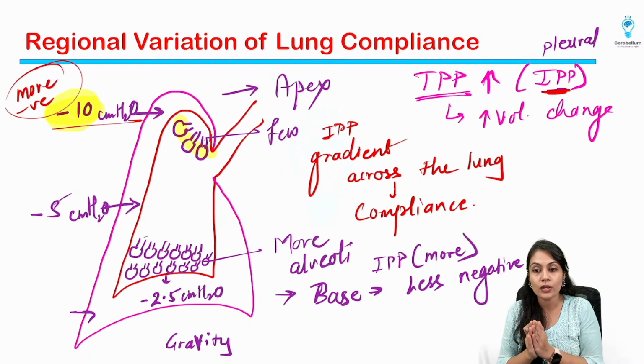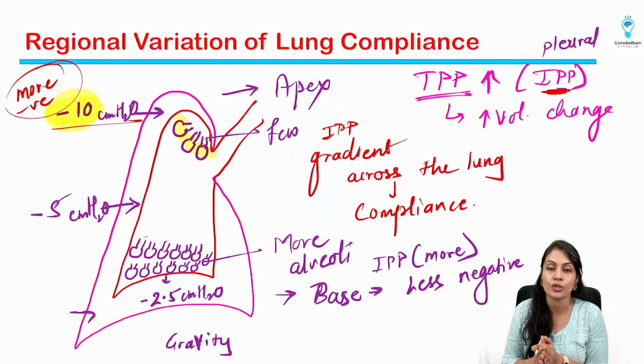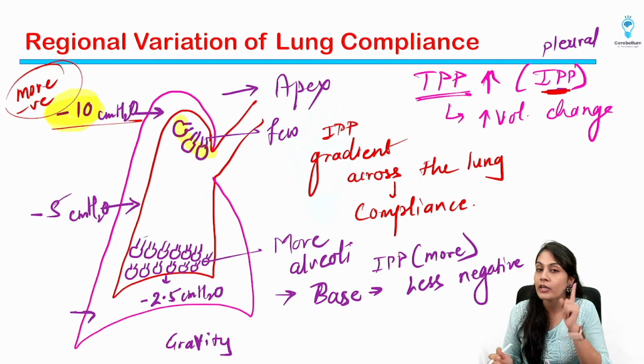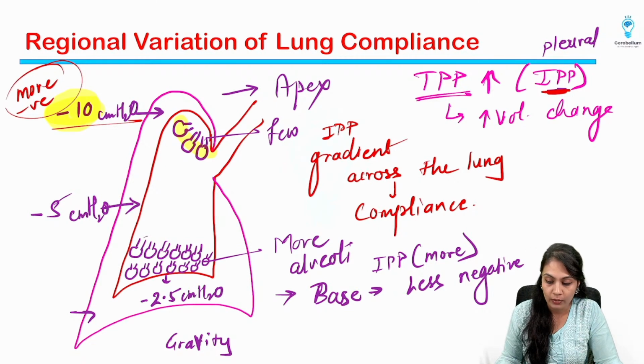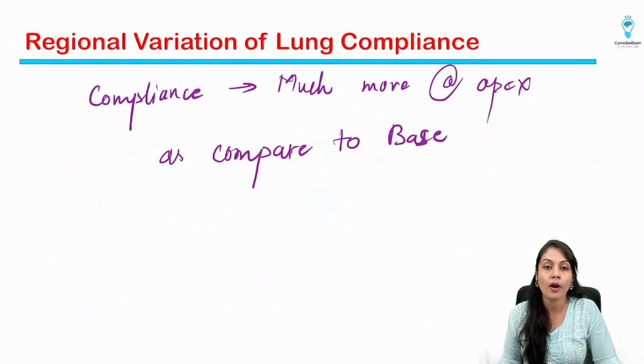If this question comes in the exam, especially Delhi University and UP University, it's very, very important because I have already seen these questions, right? So especially in the Prof, if it comes and you write all these points, definitely you're going to give a very good impression on the examiner. So that is all about the regional variation and lung compliance.